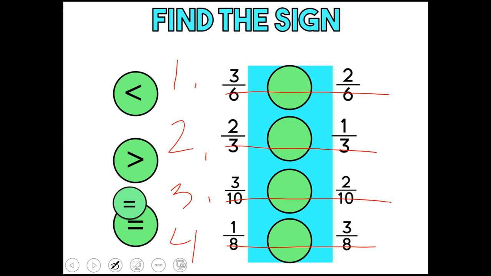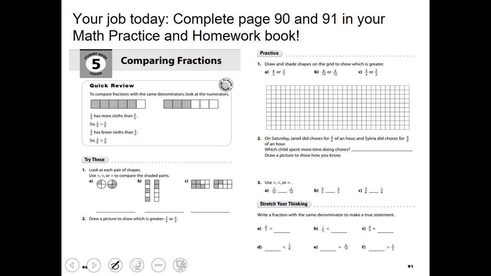So which one is bigger, 3 or 2? 3 is bigger. Which one is bigger, 2 or 1? 2 is bigger. Which one is bigger, 3 or 2? 3, good. And which one is bigger, 1 or 3? 3 is bigger. Perfect. Great job, guys.